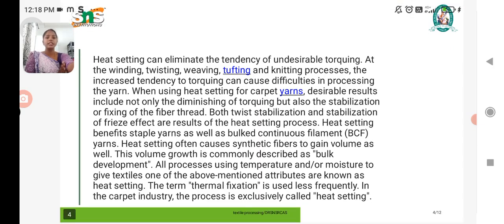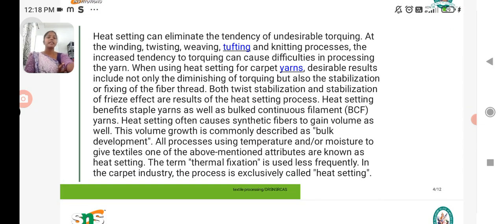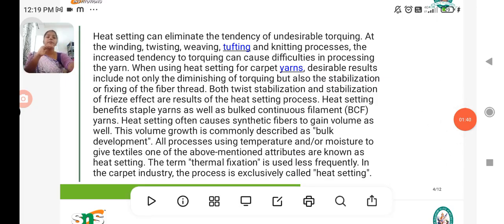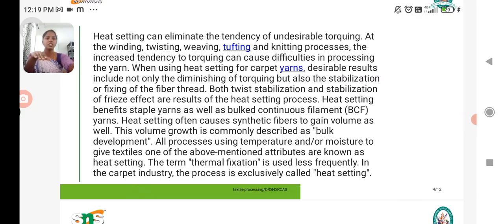When using heat setting for carpet yarns, desirable results include not only eliminating the torquing but also stabilization or fixing of the fiber thread. Both twist stabilization and frieze effect are results of the heat setting process. Heat setting benefits staple yarns as well as bulked continuous filament yarns.